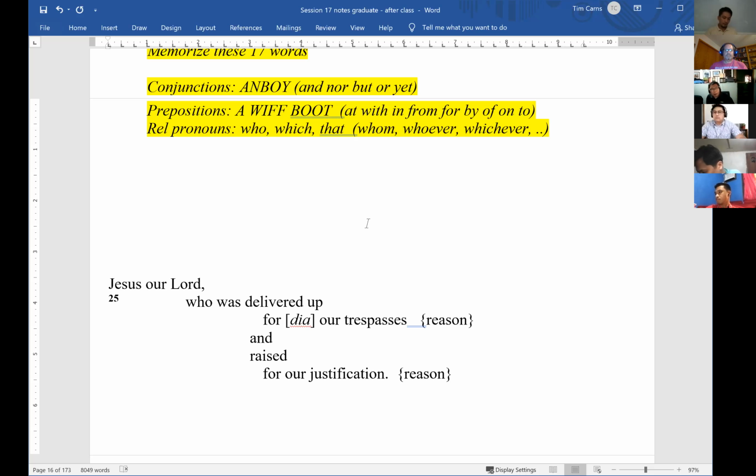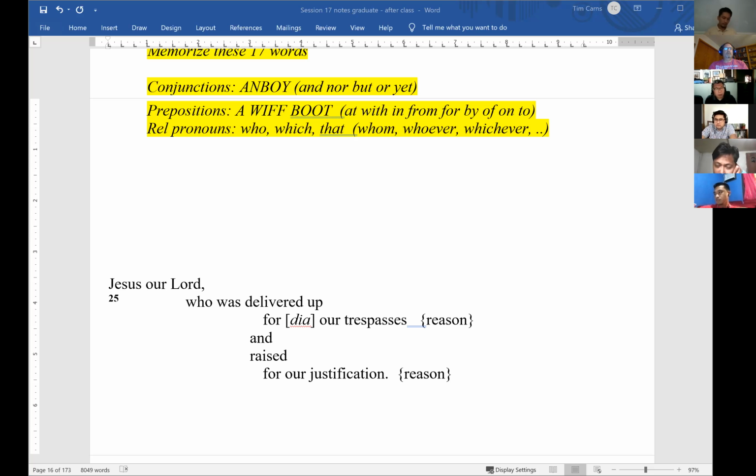Okay. Do you guys understand that? That makes sense? So if we look at the translations, the ESV, I think, uses the word for. The NIV says he was delivered over to death for our sins and was raised for, so it uses the word for. The New King James uses because of, and the NAS says because of.